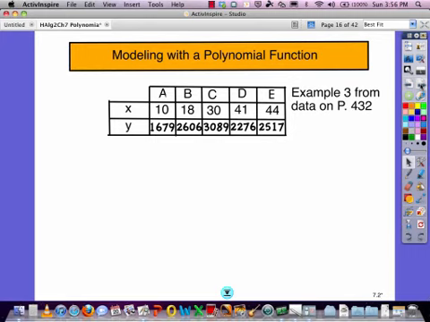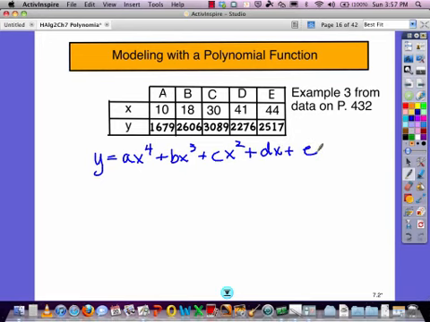You go back to Stat, you go to Calc, look at your choices. Since they told you this was a quartic polynomial, you should be going to choice 7, quartic regression. Hit enter. It's asking, do you really want to do this? Hit enter again, and it spits out an equation that matches their generic setup, which is y equals ax to the 4th plus bx to the 3rd plus cx squared plus dx plus e, and then it gives you a, b, c, d, and e.